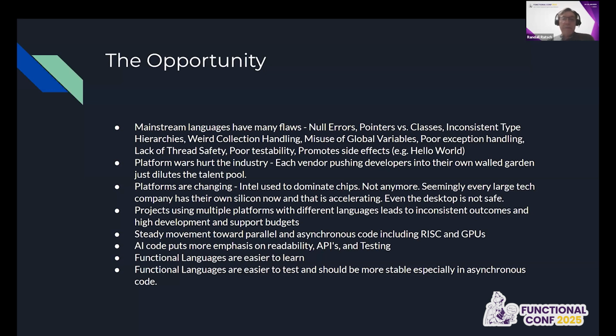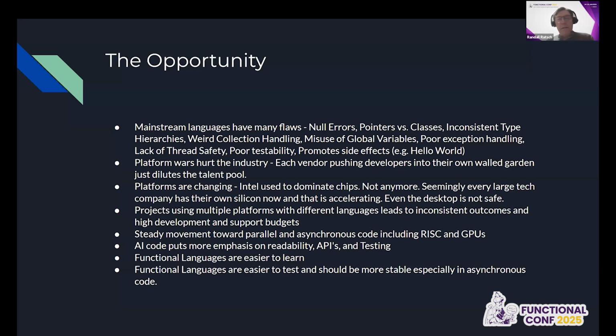Projects with multiple platforms with different languages tend to lead to inconsistent outcomes. Anyone who's done app development knows the complexities of building out a web version, an iOS version, an Android version, a Windows version. How do you make these things all the same? They're all developed in different languages. How do you manage test? Very expensive.